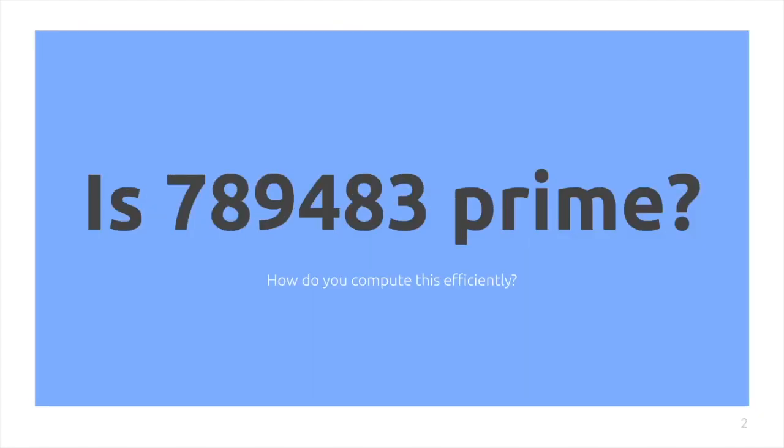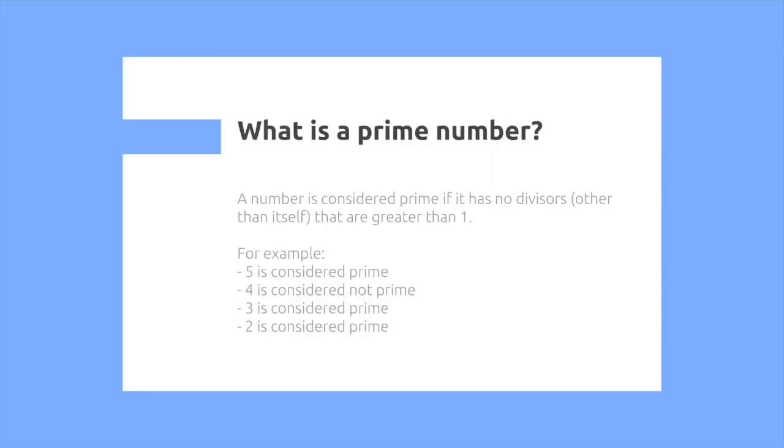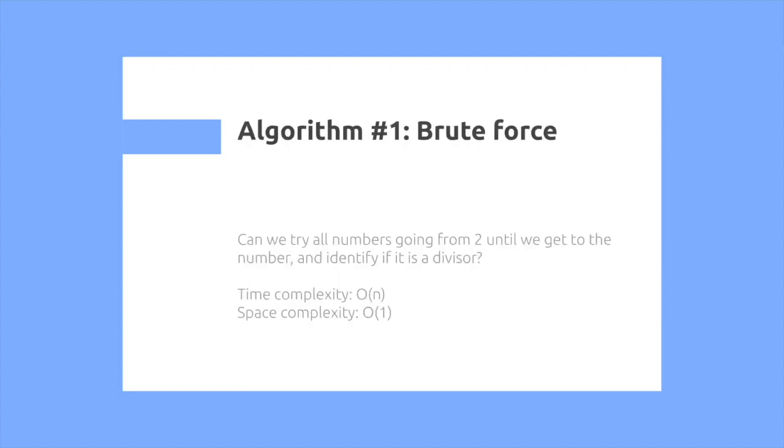Primality testers. Is 789,483 prime? How do you compute this efficiently? Firstly, what is a prime number? A number is considered prime if it has no divisors other than itself that are greater than 1. For example, 5 is considered prime, 4 is considered not prime, 3 is considered prime, and 2 is considered prime.